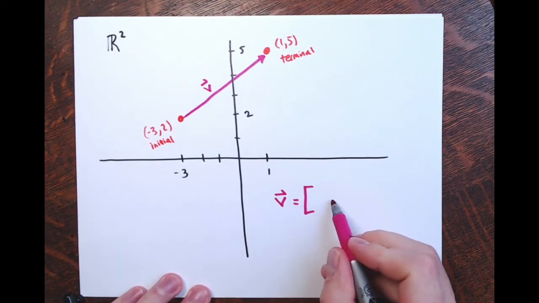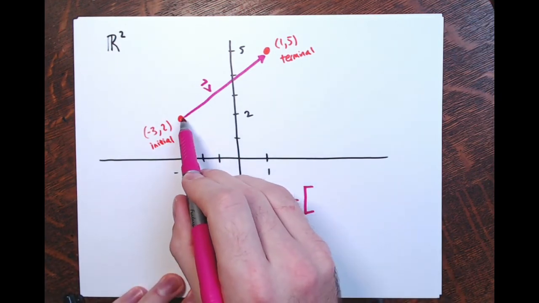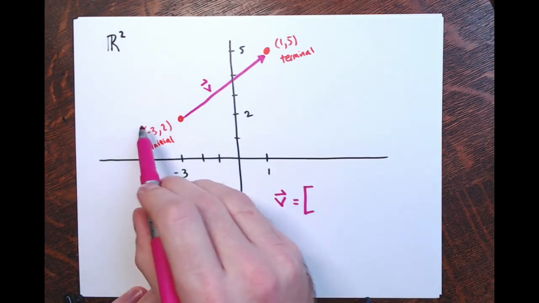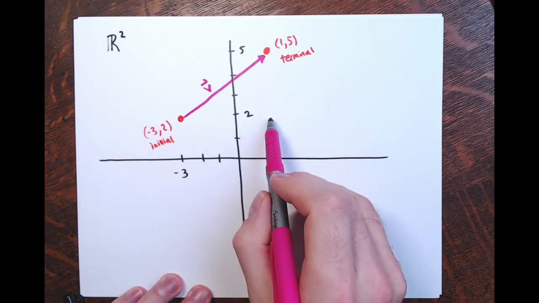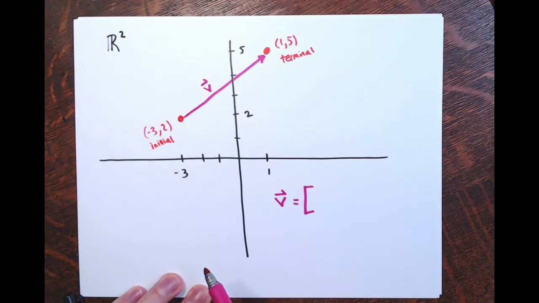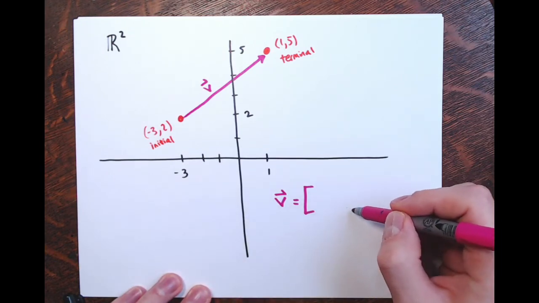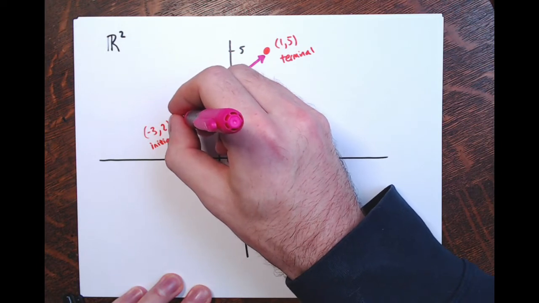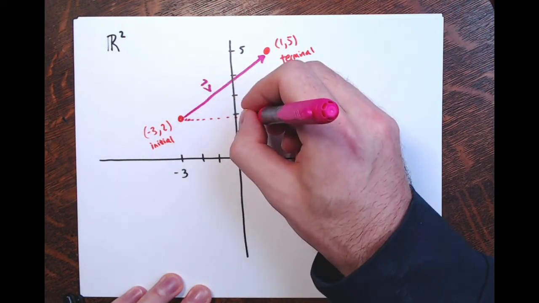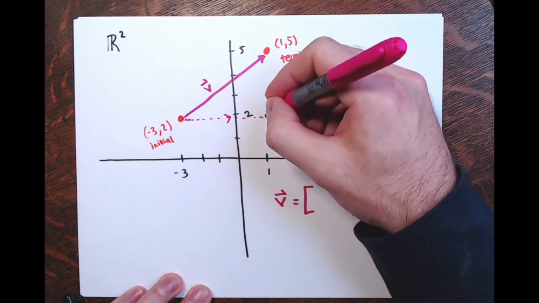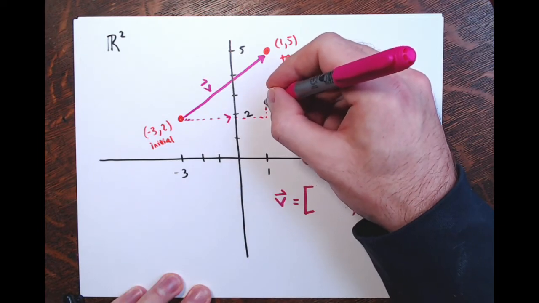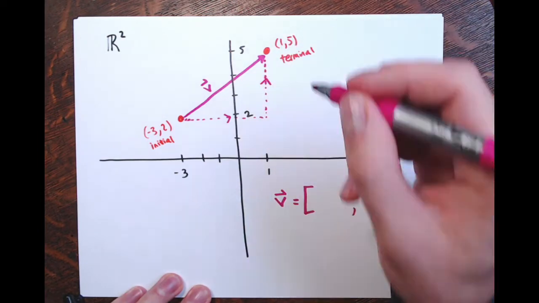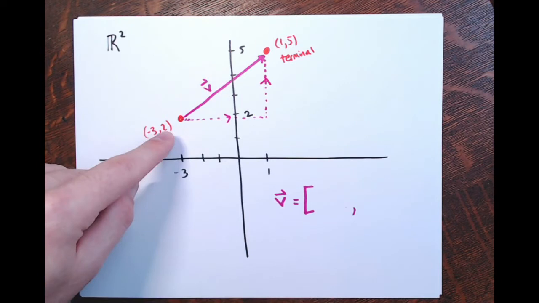And then the first component, you just think, how far to the right did I go, or to the left? If I went to the right, that's a positive motion. If I went to the left, that'll be a negative motion. And then for the second component, I'll figure how far up or down did I go. So from the initial point, I would go right this many units. And then for the second component, up this many units. That's the motion being described by this picture.